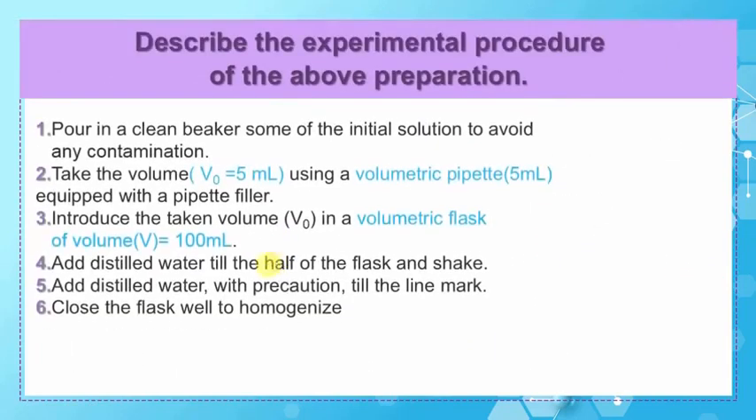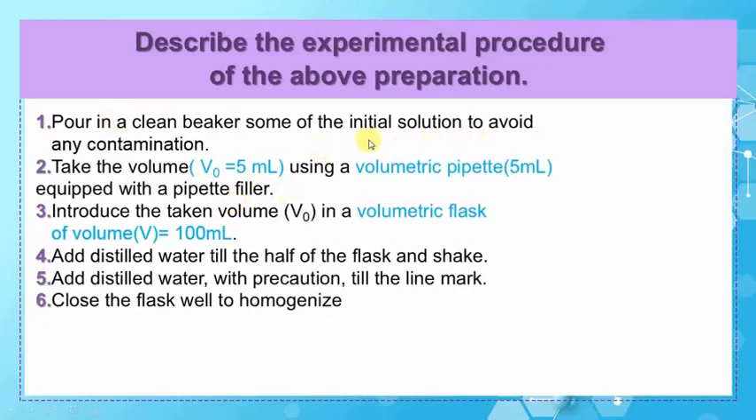Okay, the procedure. Put in a clean beaker some of the initial solution to avoid any contamination. Take the volume V0, 5 ml, using a volumetric pipette of 5 ml equipped with a pipette filler. Introduce the taken volume V0 in a volumetric flask of volume V equal 100 ml. Add distilled water till the half of the flask and shake. Add distilled water with precaution till the line mark. Close the flask well to homogenize. This procedure must be memorized.